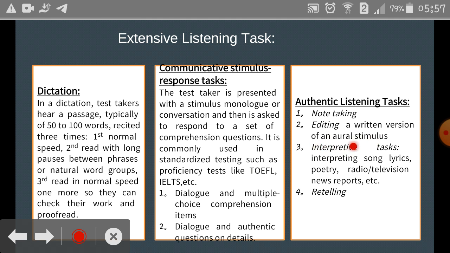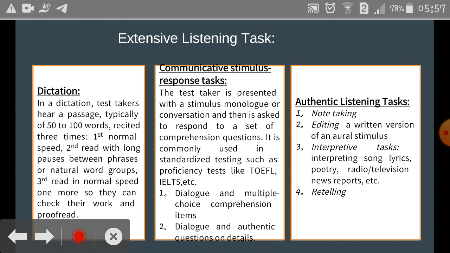The third one, you have interpretive tasks. For example, you give them song lyrics and then you ask them to interpret the lyrics. Or for example, poetry. You read the poetry and you ask them to interpret the poetry. You ask them to listen to radio or television or a news report, and then you ask them to interpret the news, for example. And then the last one is to retell the audio. For example, you give them a movie, you ask them to listen to a movie, and then you ask them to retell the movie.